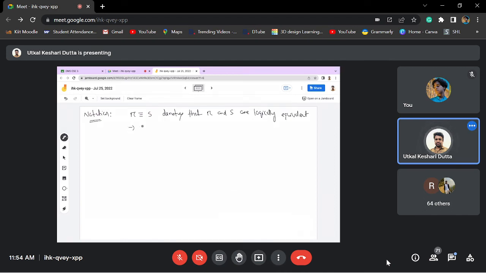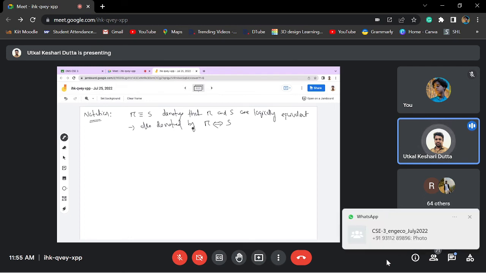You can also use R biconditional S. You can use this symbol or this symbol for equivalence. That means if-then, biconditional, same thing: A implies B, B implies A, or R implies S, or S implies R. That is the same thing as equivalence.